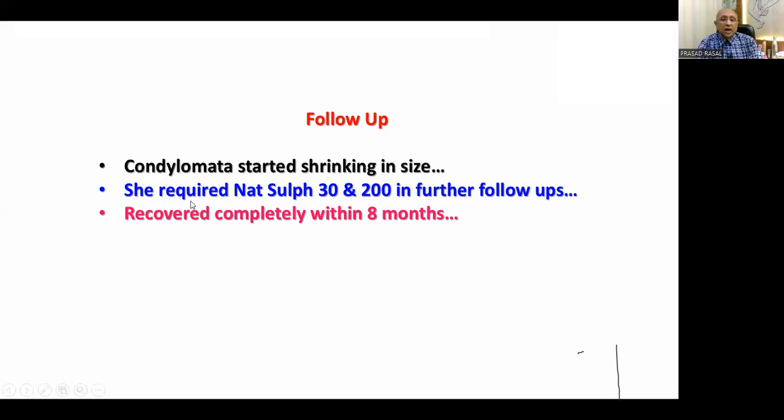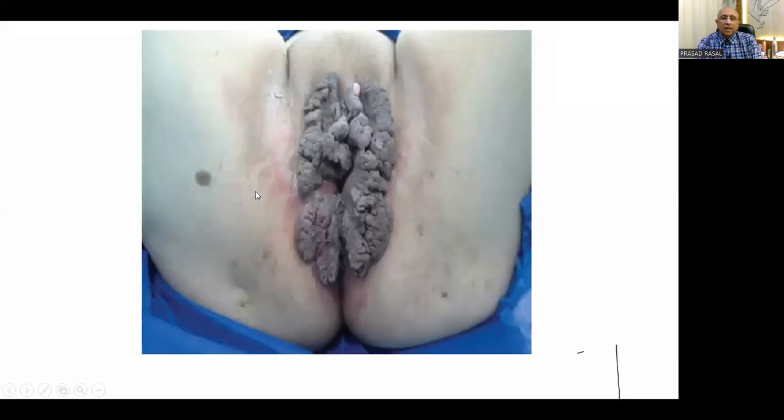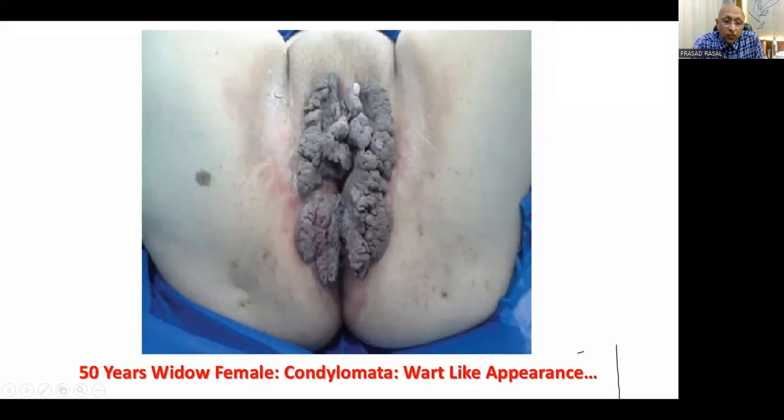And the last case which I want to show you, it's again an interesting case, case number 9. Just look towards it. The diagnosis is very clear. What is this? Warts. Very much vaginal warts. This is again a condylomata, wart-like. It is a 50 years widow female, condylomata, wart-like appearance. Very typical. It is disturbing.